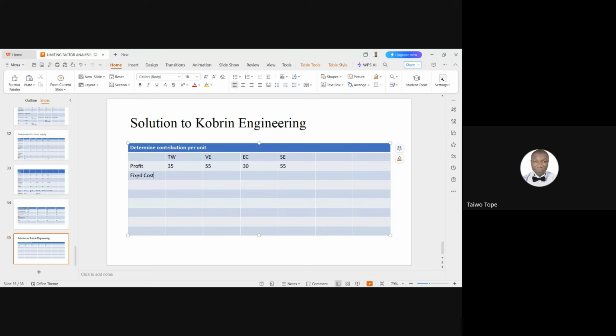Fixed cost, TW 325. VE is what? 465. EC is what? 270. And SE is what? 485. So the contribution at this point will be what? 360. This is 520. And this is 300. And this is 540. So these are the contribution using this approach.